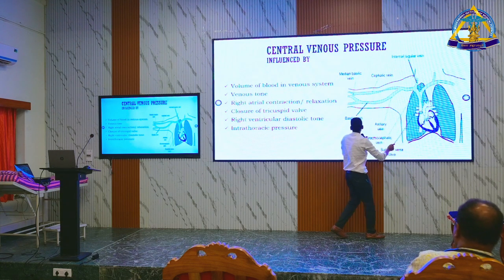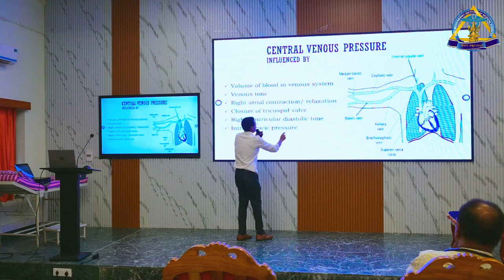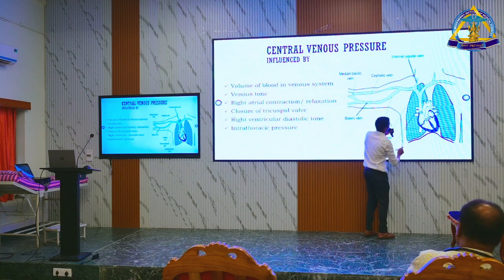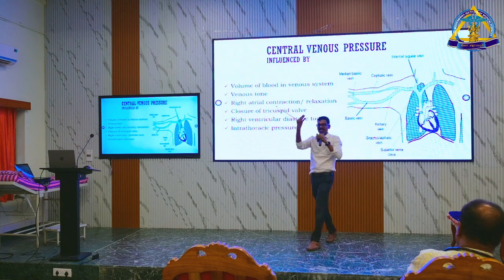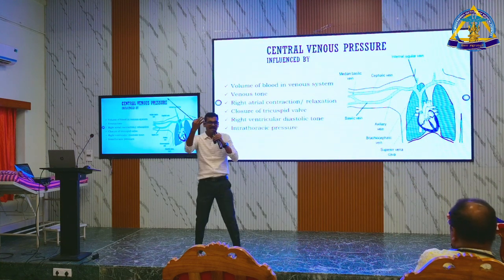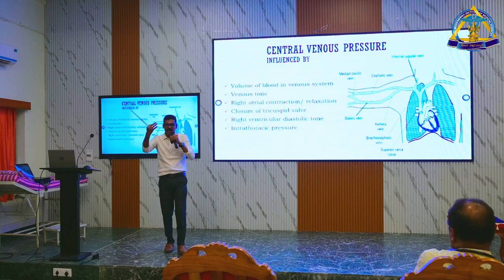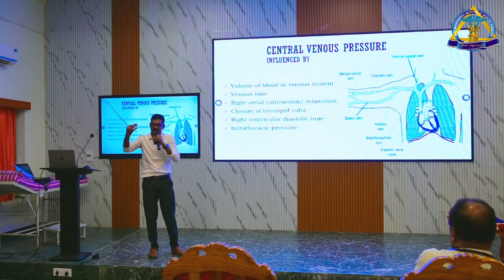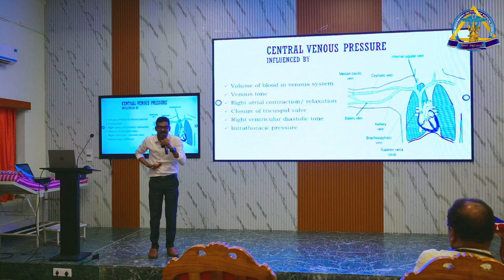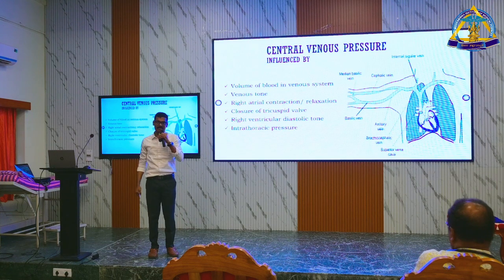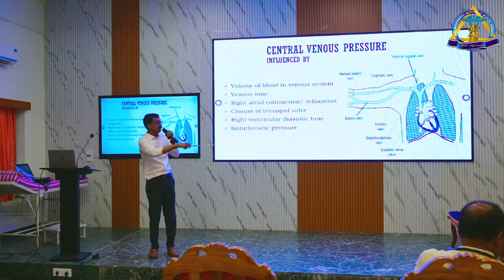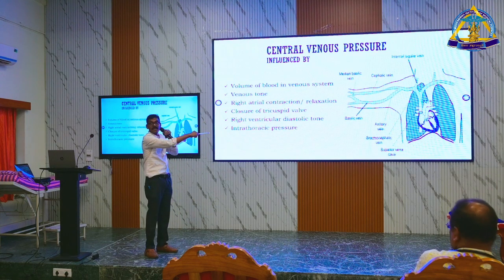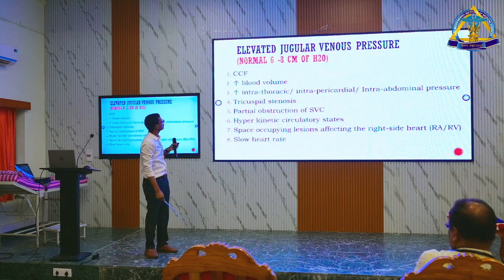And then the ventricle. Right ventricular diastole and intrathoracic pressure. Anything that happens in the thorax, in the pericardium or in the abdomen. Three pressures. If you have an elevated intrathoracic pressure due to pleural effusion, pericardial effusion or even ascites, it will affect the jugular vein. So you should know these things can influence the jugular venous pulse.